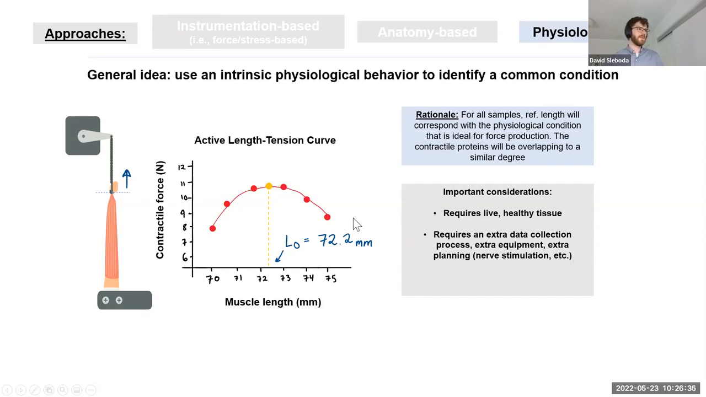When you do experiments like this, you have to figure out how you're going to stimulate the muscle using either a nerve cuff or field stimulation. And those considerations can really limit the muscles that you actually have access to, the muscles that are going to work for this setup. And then finally, there's a lot of skill and practice involved, right? Your ability to measure this active length tension curve accurately will determine how confident you can be in your reference length that you're choosing for each specimen.